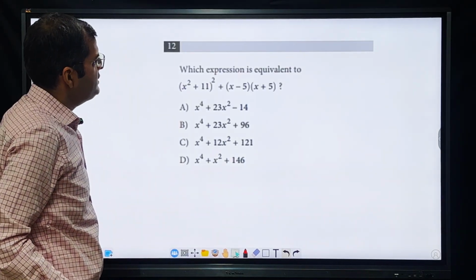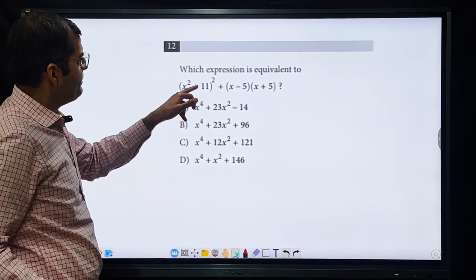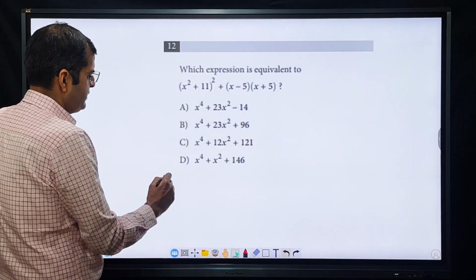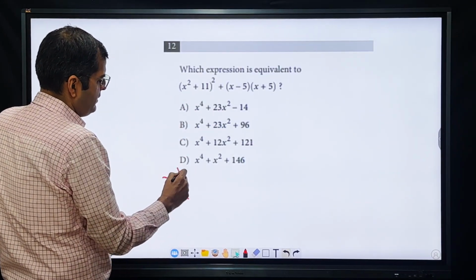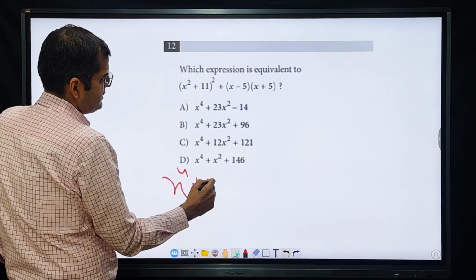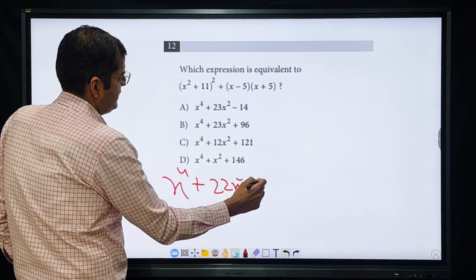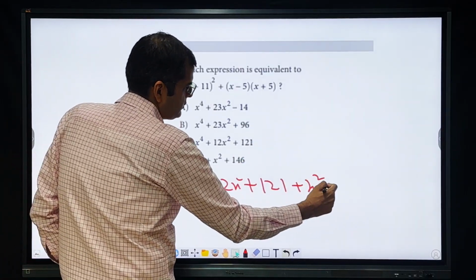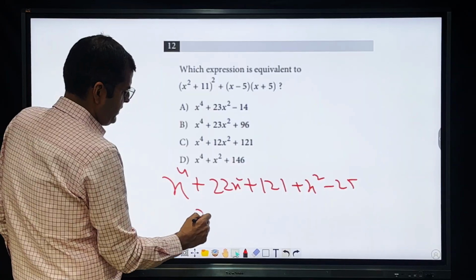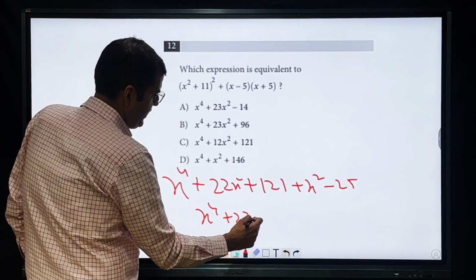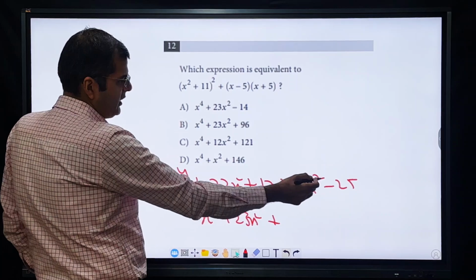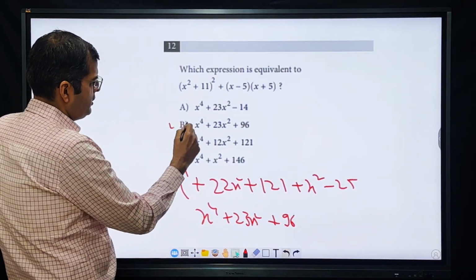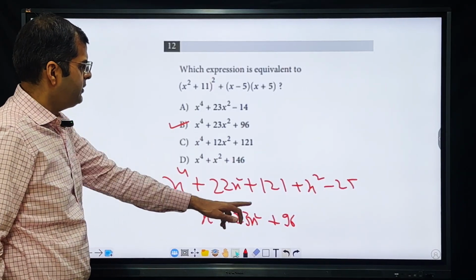Now it says which expression is equivalent to this expression. So this is (x square plus 11) whole square plus (x minus 5) into (x plus 5). So this is nothing but the first one whole square if I open. This is x raised to 4 plus 22x square plus 121, plus (x minus 5) into (x plus 5) is x square minus 25. So this becomes x raised to 4 plus 23x square plus 121 minus 25. So that will be 96. That is option B, that is the correct. X raised to 4 plus 23x square plus 96.